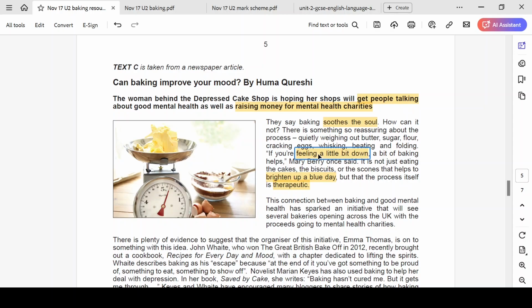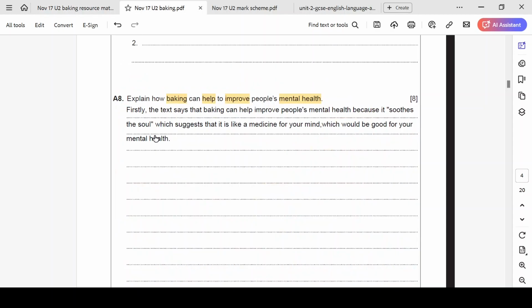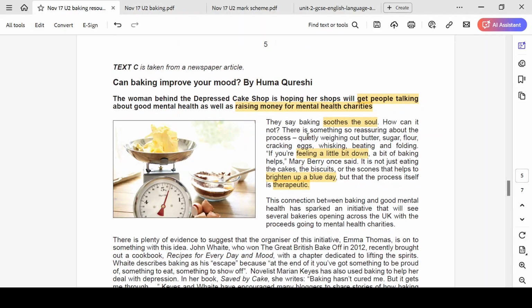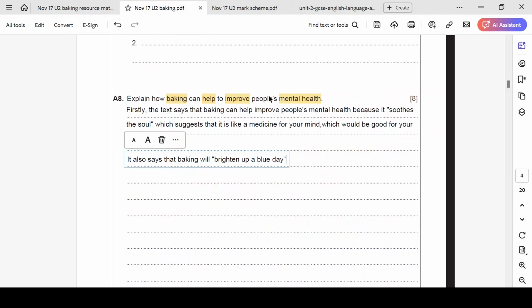These are the bits here that I highlighted. Feeling a bit down, brighten up a blue day. So I could put something about it also says that baking will, I think it was, brighten up the day. What was the other thing it said? Something like that, wasn't it? If you're feeling a bit down.